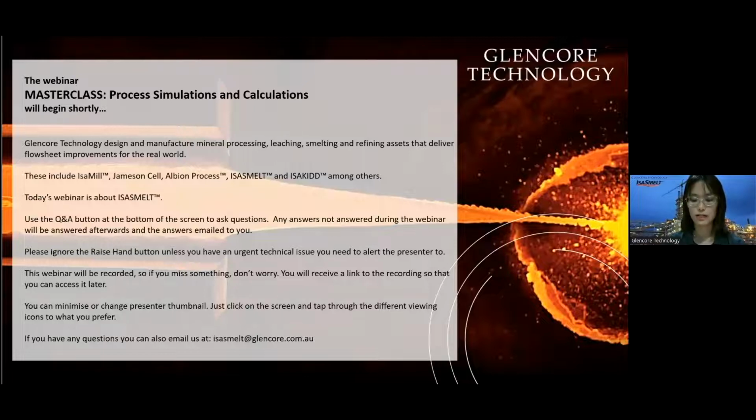Stuart's current role includes the development and study of basic and detailed engineering projects, along with site construction and commissioning for the ISASMELT and other Glencore Technology-owned technologies.